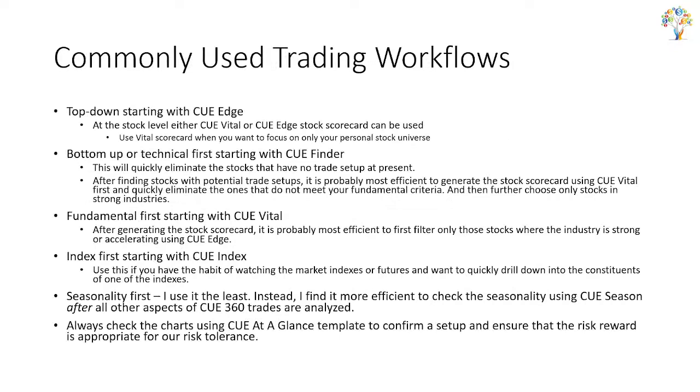Now some commonly used trading workflows. Top down, starting with QEdge. QEdge has sector industry rotation analysis. One may look at the strongest sectors, then go to the strongest industries, then go to the strong fundamental stocks, and finally look for their trade setups. This is a very robust technique. Many traders using Investors Business Daily, CAN-SLIM followers follow that, HSI traders follow that. I also use it often.